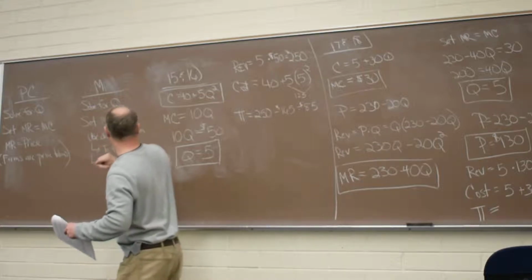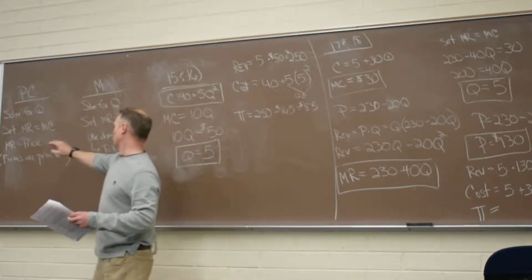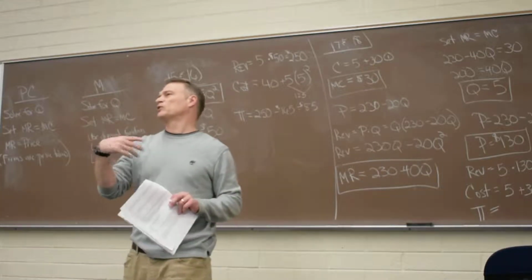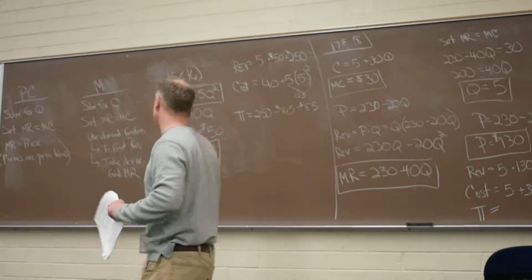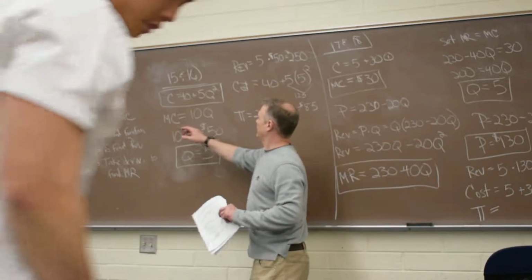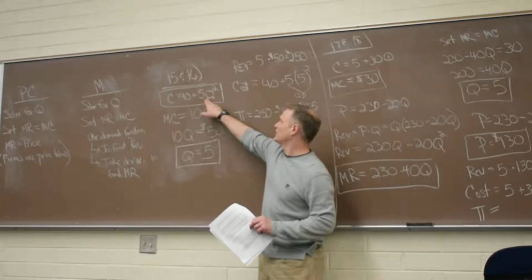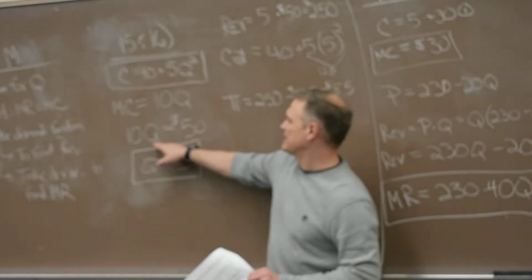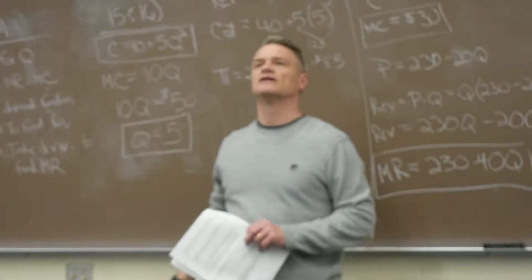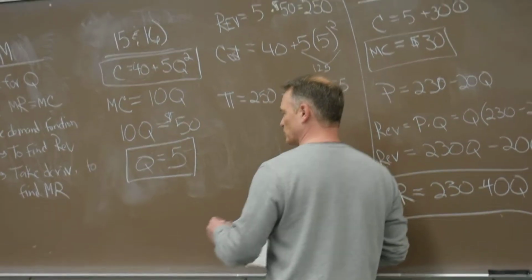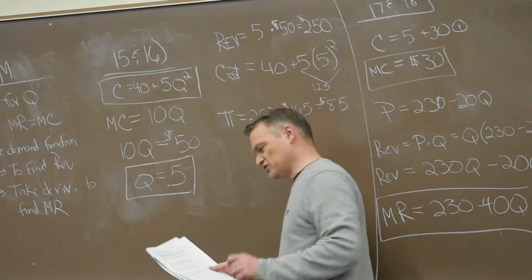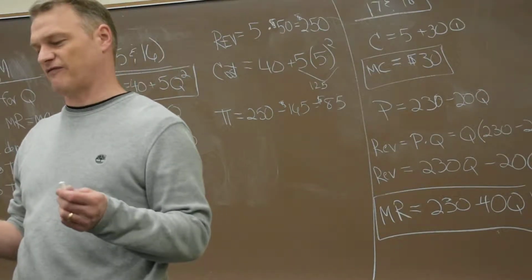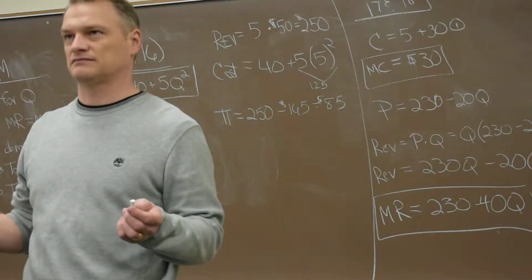So we're going to take the derivative of the cost function and set that equal to marginal revenue, which in this case is price. Because if they sell one more unit, they can still sell it at that $50. So the derivative of that cost function is just 10q. We're going to set 10q equal to 50. So quantity is equal to 5. Question 15 just asks what's the output or the quantity, which is 5, so the answer is C.